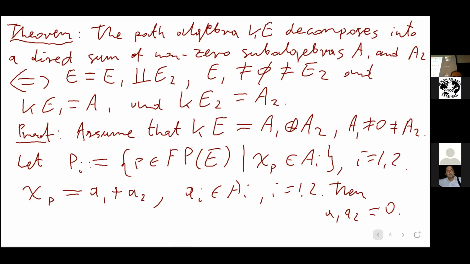And the third win, I would say, is that we say a little bit more. We don't just conclude that the graph is disconnected. We actually say that A1 is the path algebra of one subgraph, and A2 is the path algebra of another subgraph. And we will use it next week.